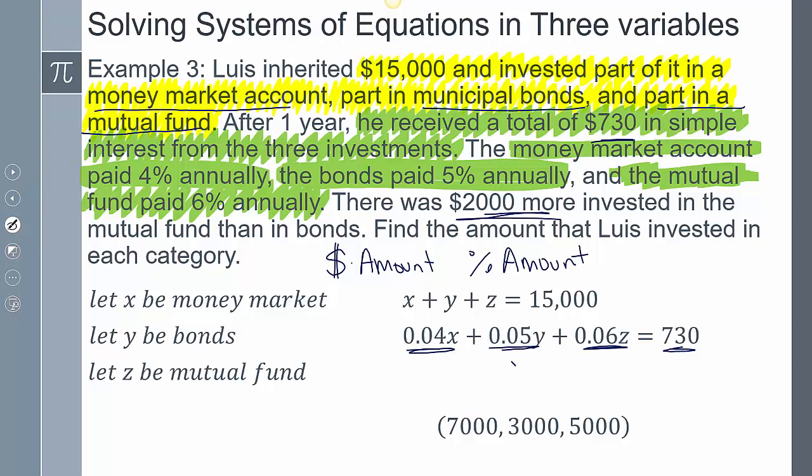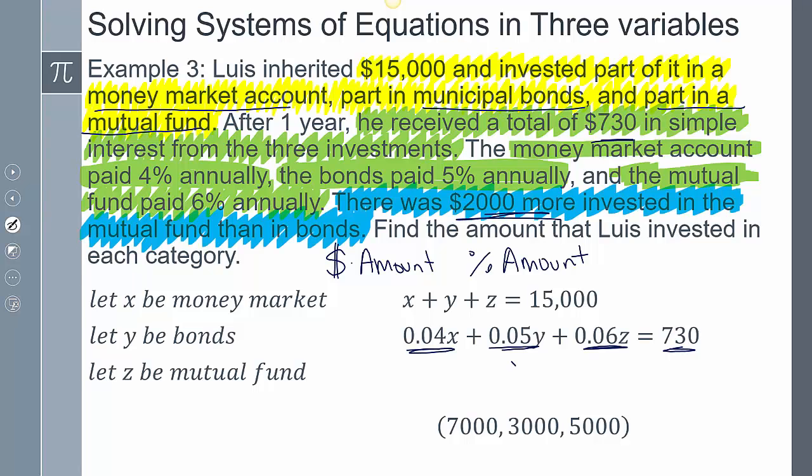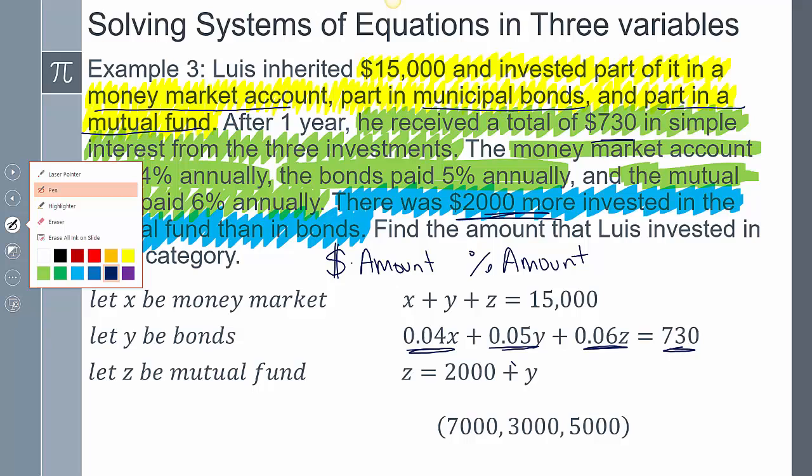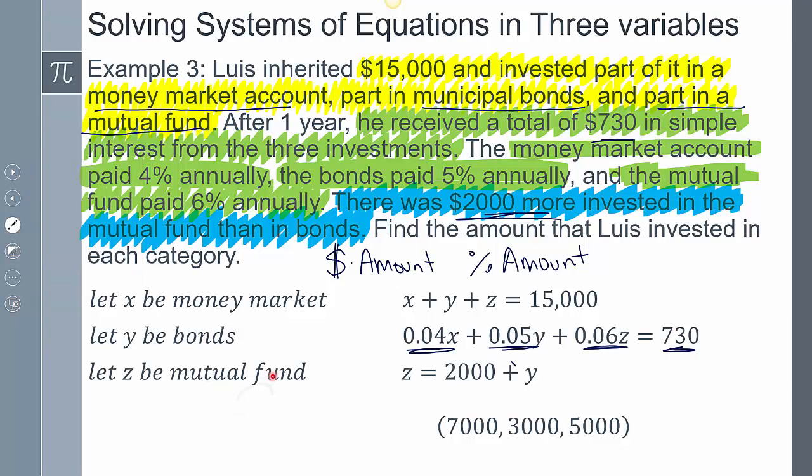The last relationship says there was $2,000 more invested in the mutual fund than in the bonds, and I need to find the amount that he invested in each category. So there's my next relationship. That means Z, which is our mutual fund, has to have 2,000 more in it. So 2,000 plus what I put in my bond, and then that's going to be what I put into my mutual fund. So there's 2,000 more in my mutual fund than I had in my bond.